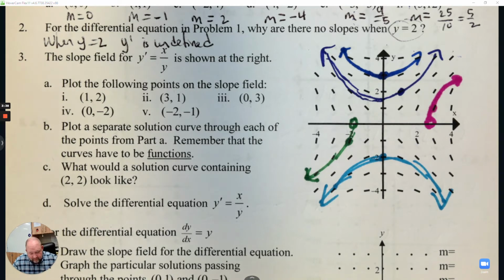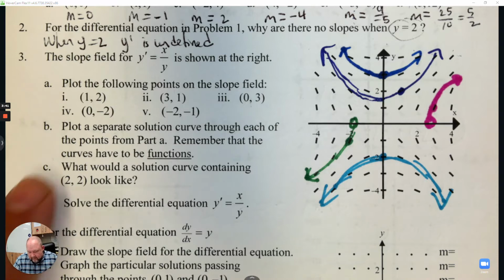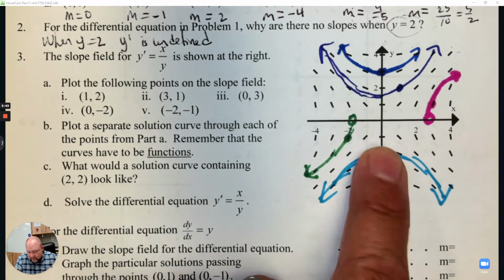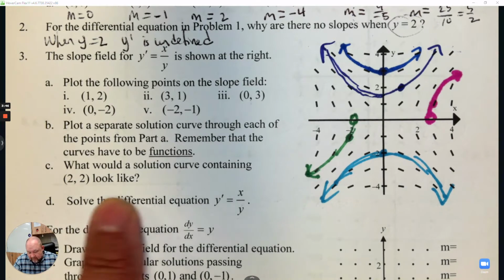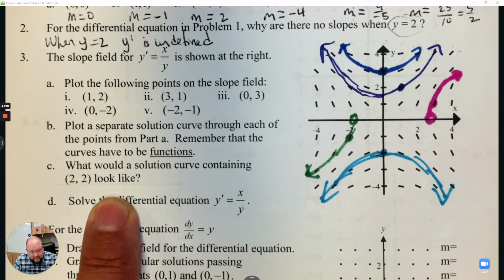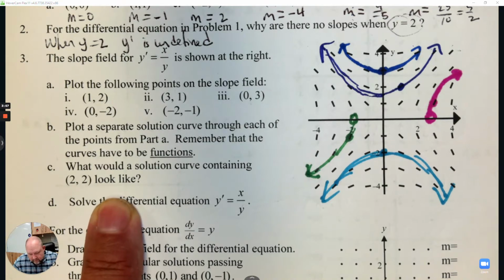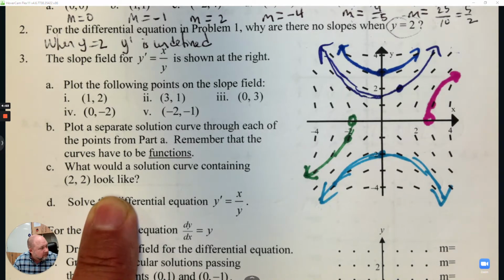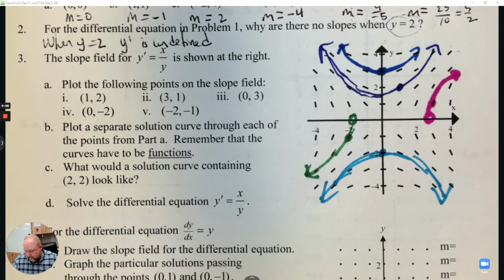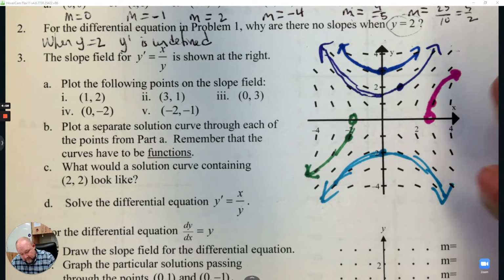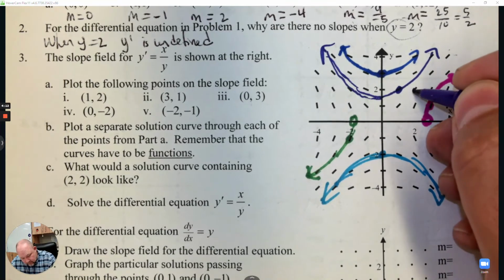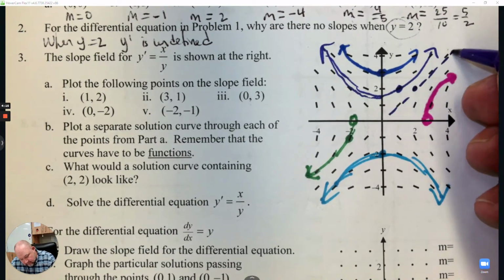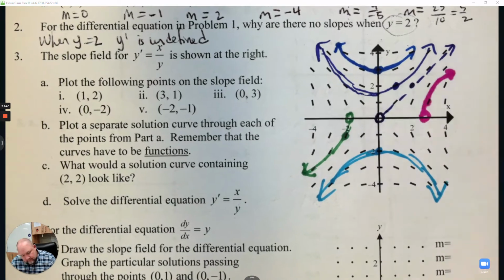And then it says solve the differential equation. So I'm going to do that. It says plot a solution curve for each one, which I did. And what would a solution curve containing 2, 2 look like? So if you did 2, 2, it would look like a half line. So 2, 2 is right here, and it's right on a line. But as you draw it, it would stop right there.